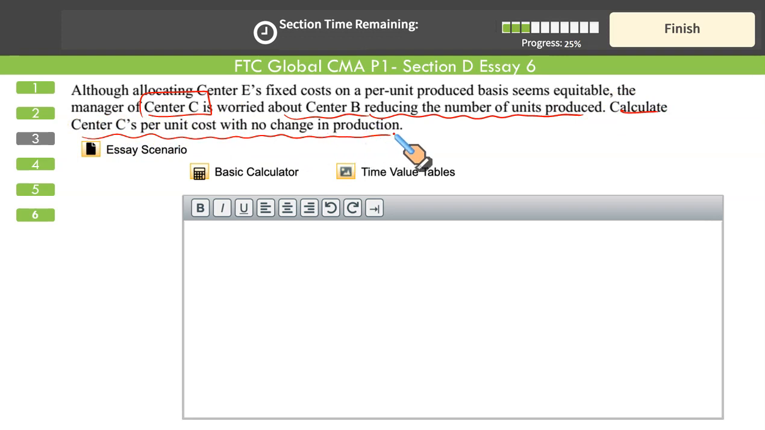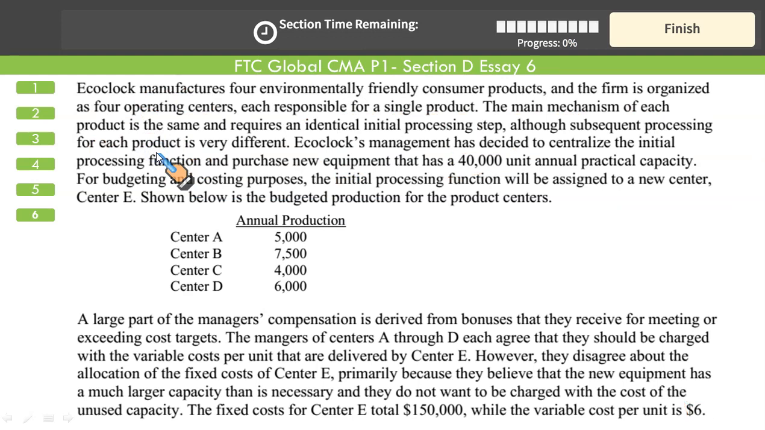If there is no change in production, nothing is changed, everything is the same. It's just the same question being asked in a different way, just to increase the number of questions on your exam. If the number of units does not change, 22,500, the fixed cost doesn't change. What is the unit cost?